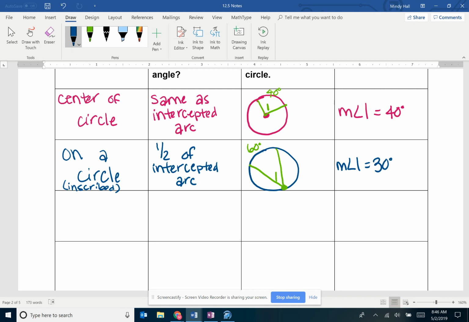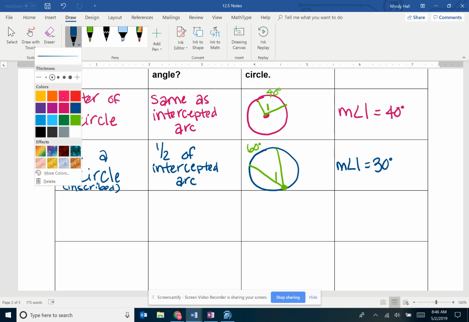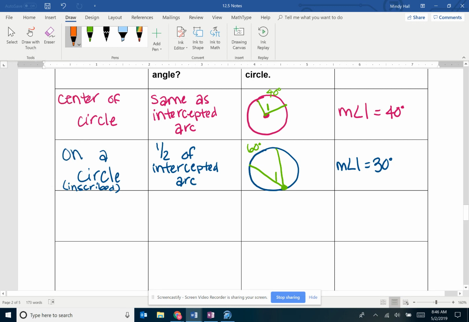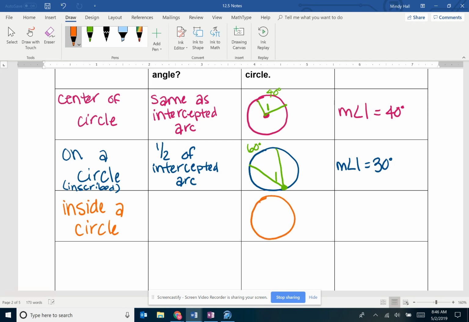Okay. The next one we have is stuff that we did today. So if the vertex of the angle is inside a circle, my picture for that would be something like this. And mind you, it can be chords and secants or tangents or whatever. Here, I'll make it a chord and a secant. That way it's a little bit different.